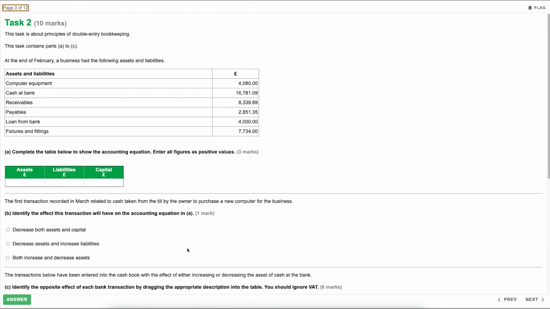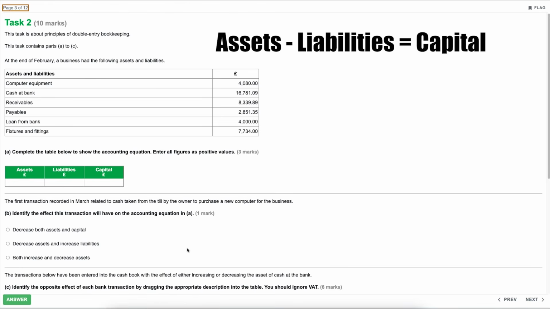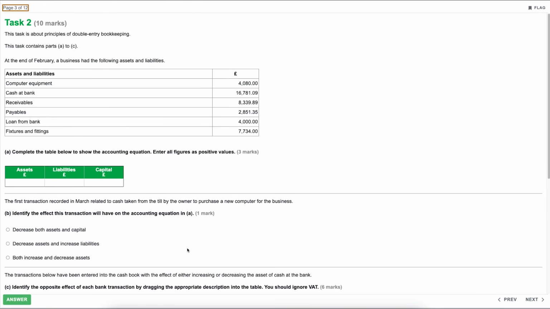But as a quick reminder, the accounting equation is assets minus liabilities equals capital. So in a question like this, all we need to do is add up all our assets, minus off all our liabilities, and that will give you our capital figure. So all we need to do to start off with is identify what are assets and what are liabilities. So let's have a look at this list. So just remember that an asset is something that we own or that we are owed, and a liability is something that the business owes to either suppliers or loans, for example. It's something that is owed from the business.